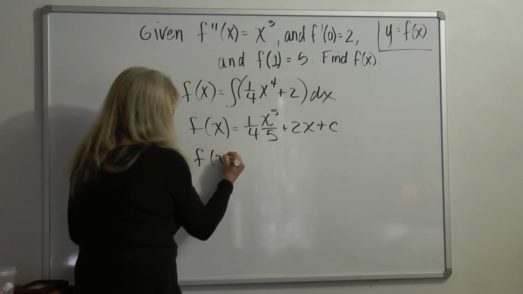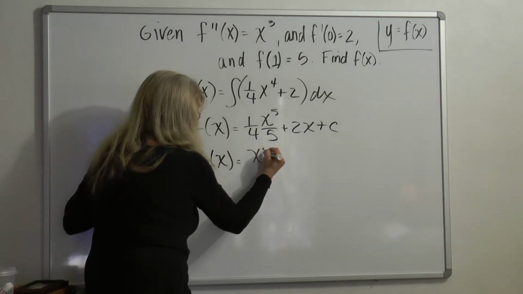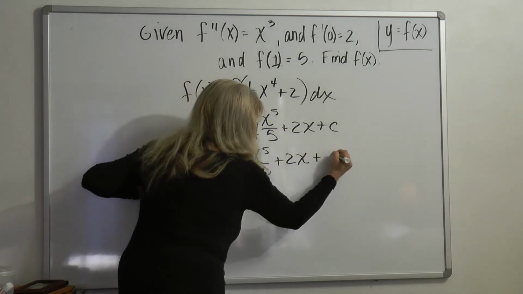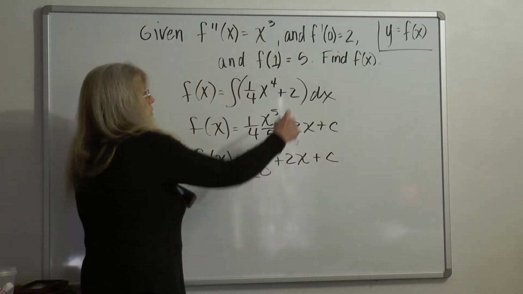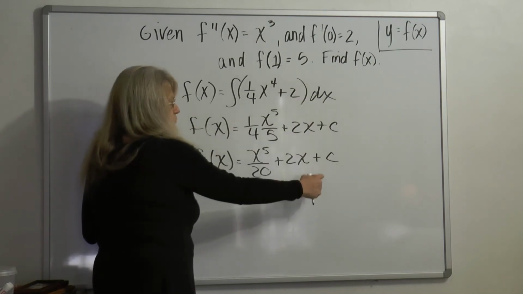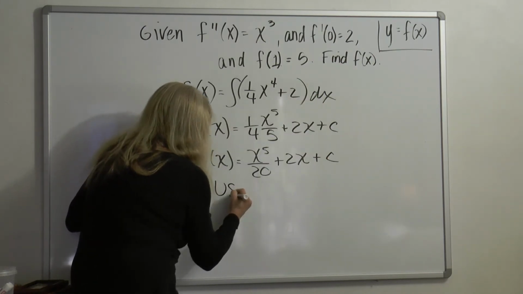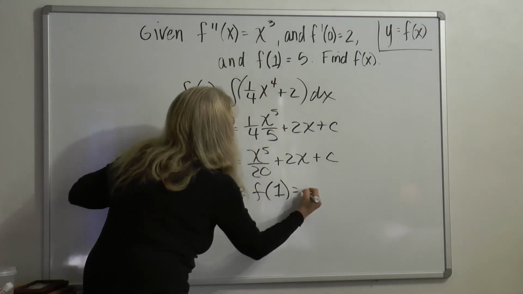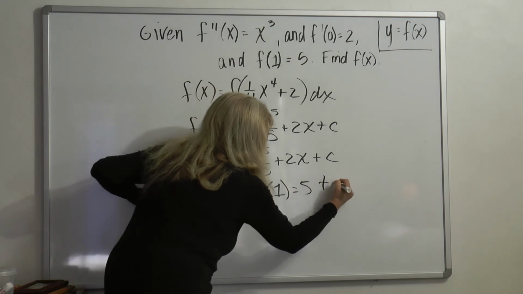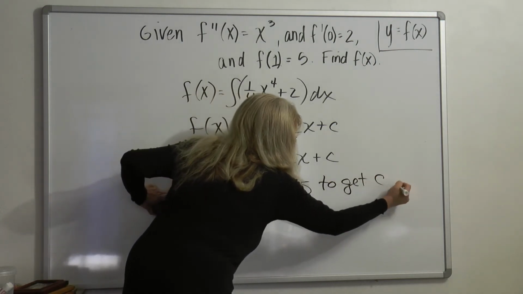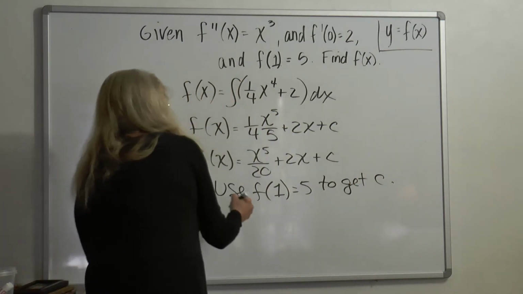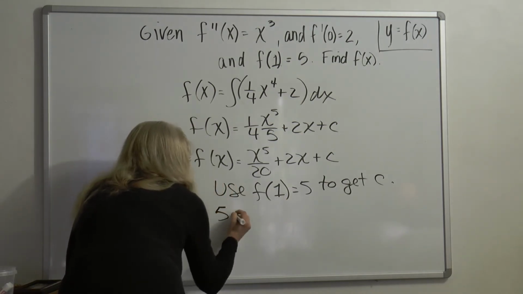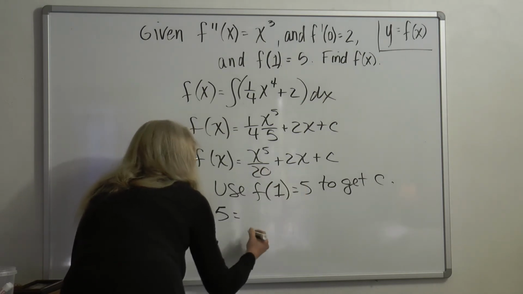So that gives me f of x is equal to x to the fifth over 20 plus 2x plus c. This is where this comes into play in order to find c. So we'll use, and this is given in the problem, f of 1 is equal to 5 to get this c. Okay, so f of x is going to be, the whole thing's equal to 5, and then replace both of those x's with a 1.